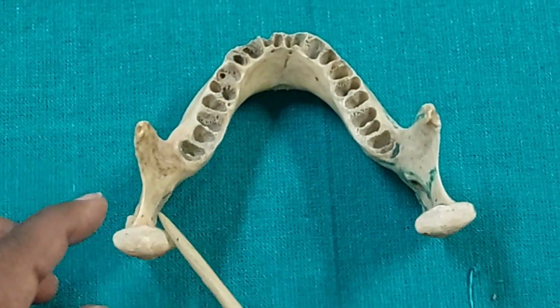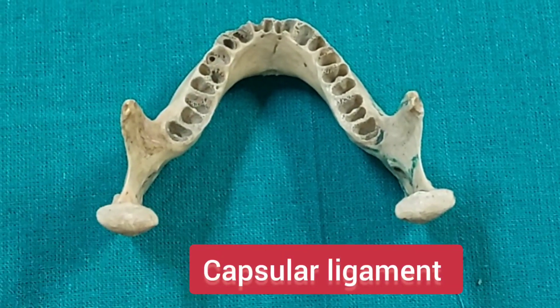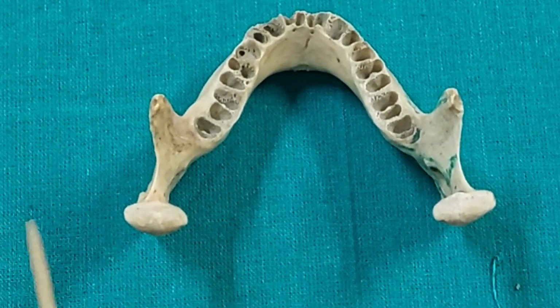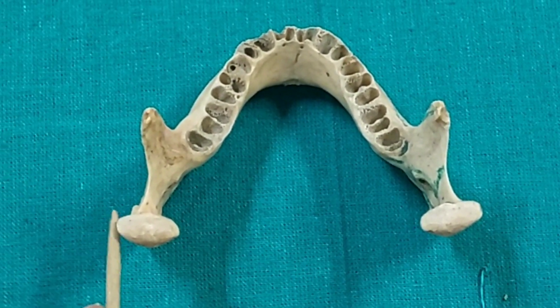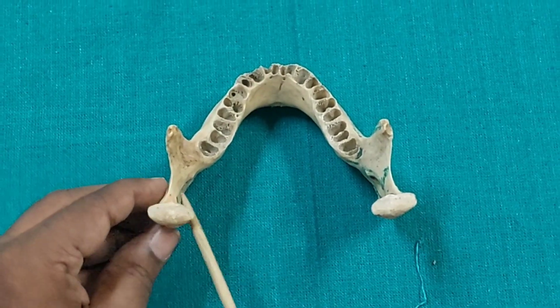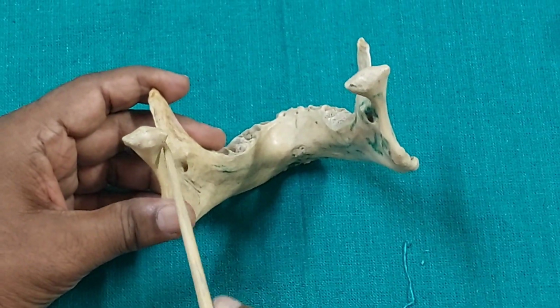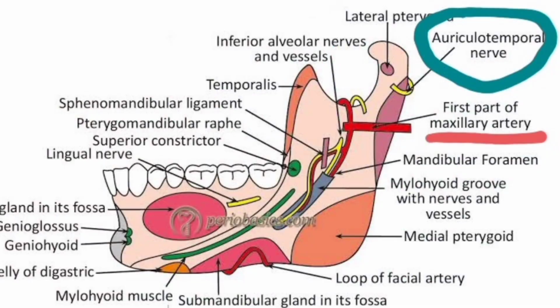Around the neck, you will get the attachment of the capsular ligament of the temporomandibular joint, and besides this, on the lateral side, you will get another ligament called the temporomandibular ligament. On the medial side of this neck, you will get one important nerve related to it, and that nerve is the auriculotemporal nerve. Also below the auriculotemporal nerve, you will get one artery. That artery is the first part of the maxillary artery.